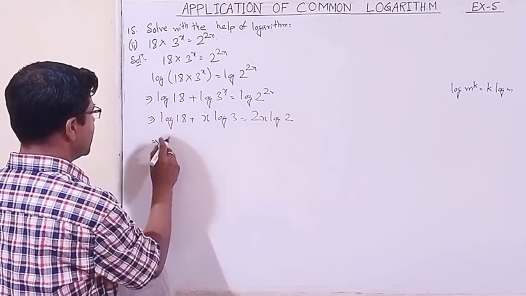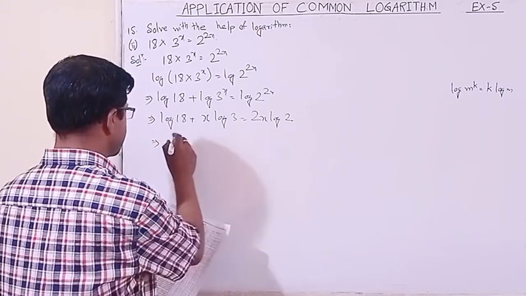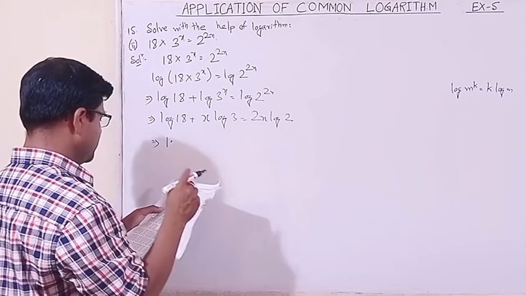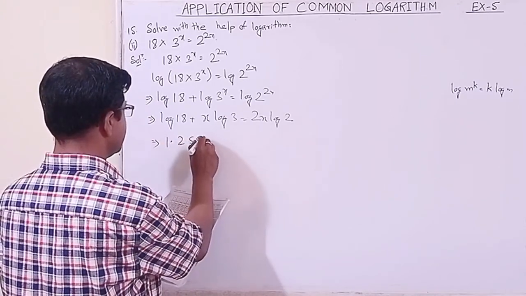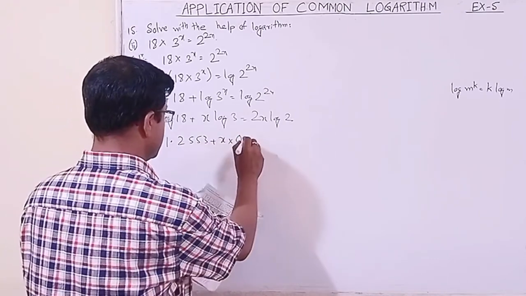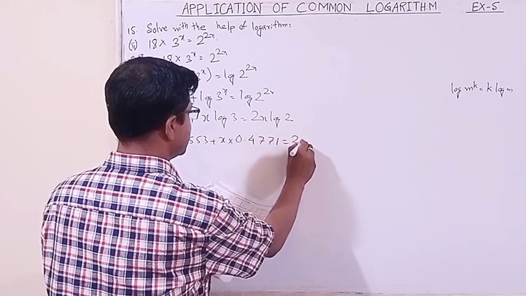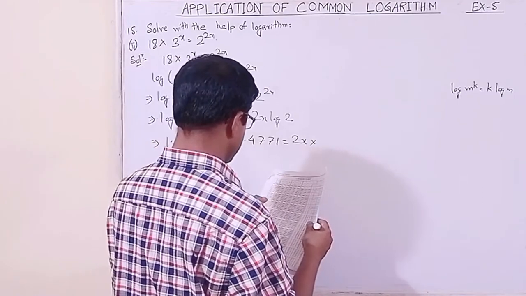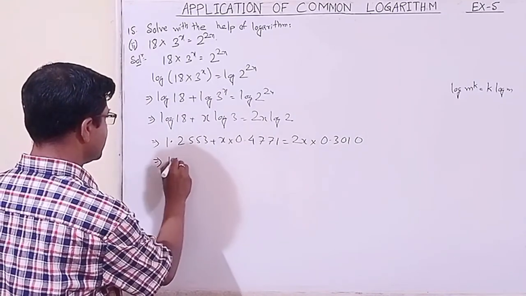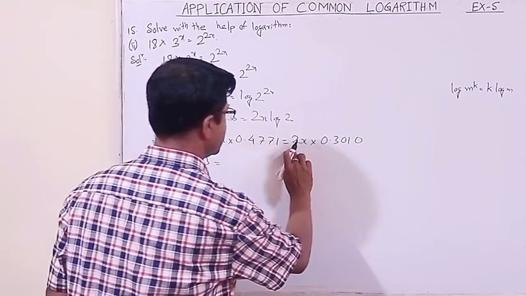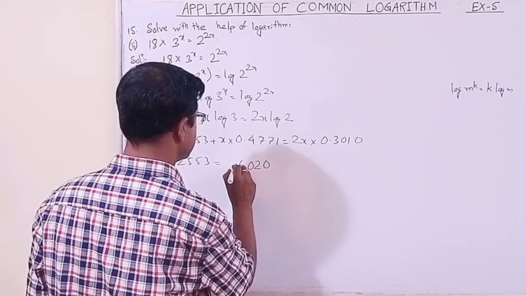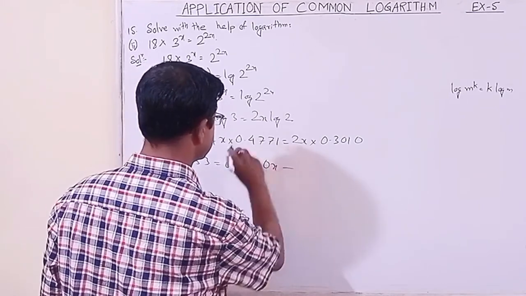Now let us put the values. Log 18: the characteristic is 2 minus 1, that is 1, so 1.2553. Plus x into 0.4771, the value of log 3, equals twice x into log 2, whose value is 0.3010. So 1.2553 plus 0.4771x equals 0.6020x.